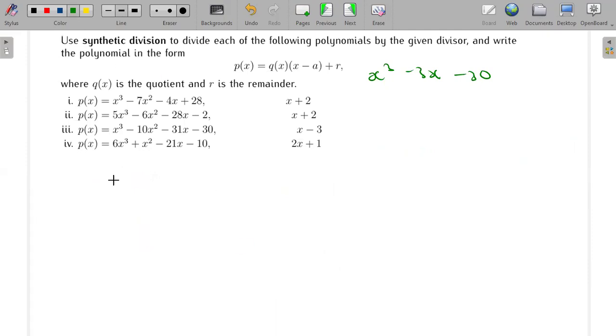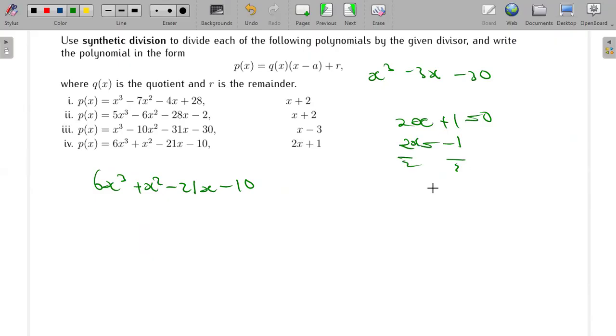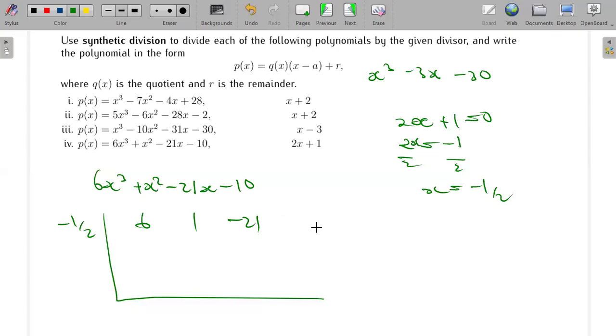Next, which is the last one here, we have x to the power 3 plus x squared minus 21, and then x minus 10. Then I'm dividing by that, so 2x plus 1 equates to 0. Then 2x equals negative 1, divided by 2, x is equal to negative half. So in short, dividing by negative half. So negative half, 6, 1, negative 21, negative 10.